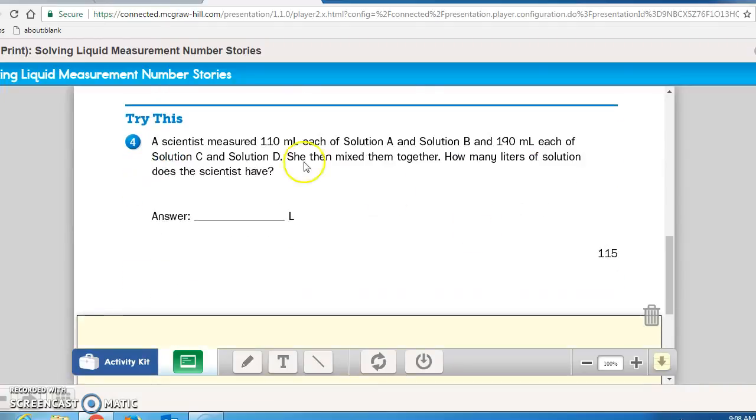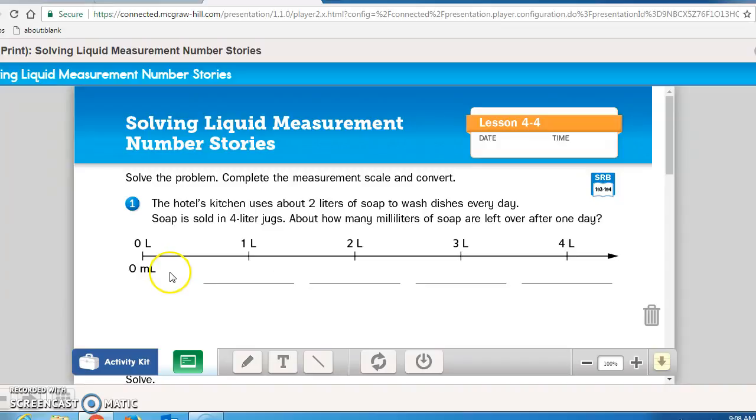Number 4. A scientist measured 110 milliliters each of solution A and solution B, and 190 milliliters each of solution C and solution D. And then she mixed them together. How many liters of solution does the scientist have? So this time, you're doing just the opposite of what you did before. They're going to give you the milliliters, and they want you to figure out the liters. Pause the recording now, finish this page. When you're done, check it in the answer key, and then, if you didn't understand something, bring it up to me, and I will help you.